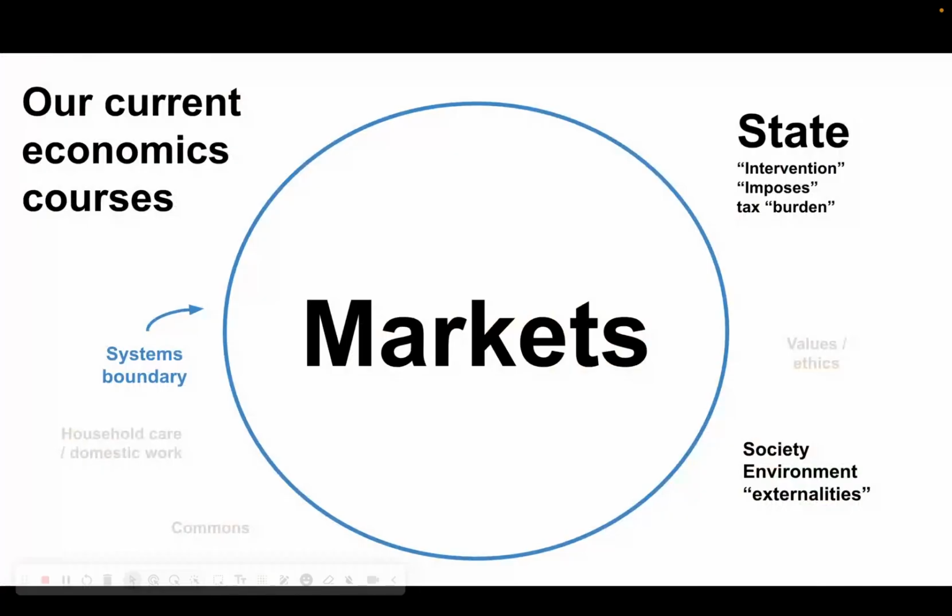Unfortunately, our current courses don't give it much attention. Our current courses draw a narrow systems boundary around markets and either marginalize or almost completely ignore other non-market activity. And that's where we see the state is marginalized. We have discussions of society and the environment deemed as externalities outside the systems boundary. And you can see here in the lower left-hand corner sits household care and domestic work, pretty much invisible.